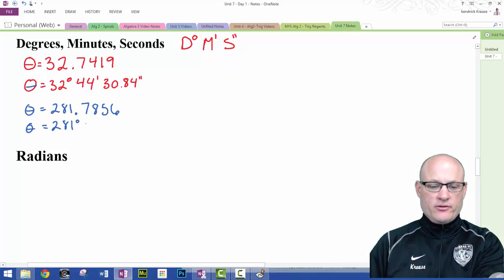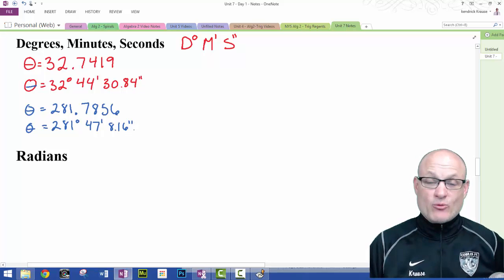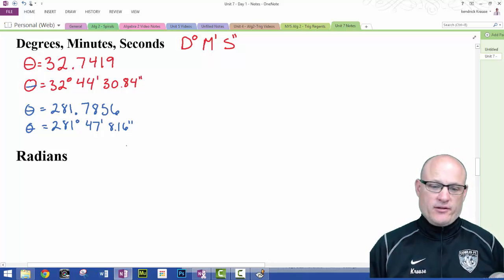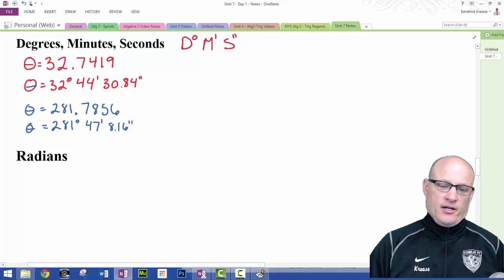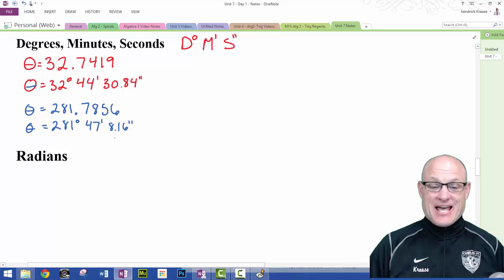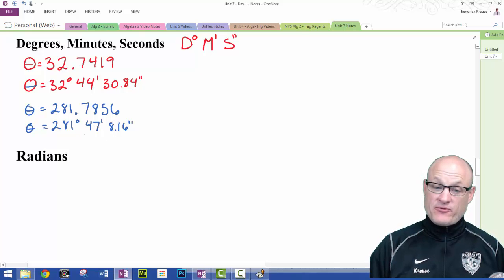281 degrees, 47 minutes, 8.16 seconds. Now, I didn't even say it. They couldn't say round to the nearest tenth of a second. It'd be like 8.2. If I rounded this to tens, it would be 10 here. With this rounded to tens of minutes, that would be 50 minutes here. They could ask you all kinds of things.